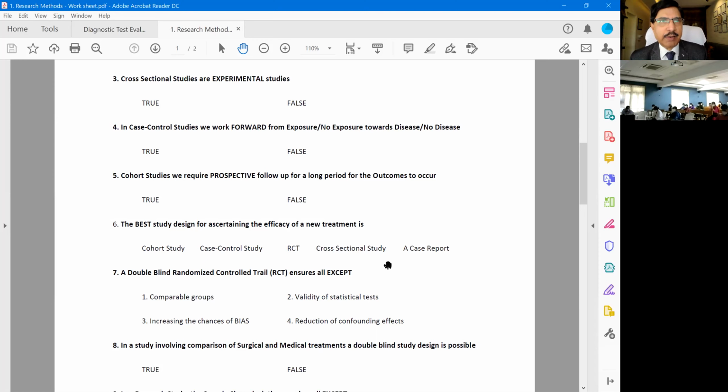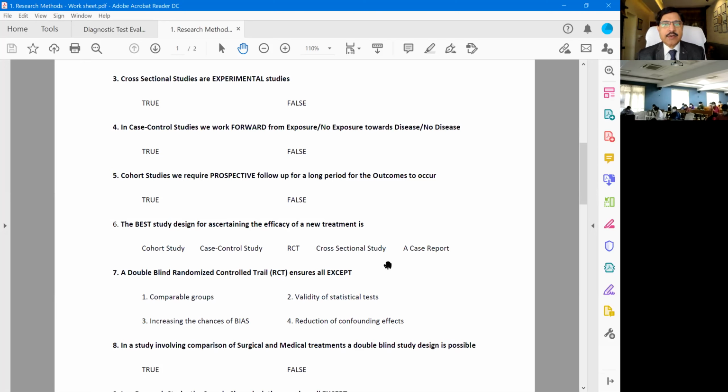It takes a long time to do that. So that's what the question is asking. Prospective studies, a longer period of follow-up for the outcome to occur. Yes, it requires longer period of follow-up, more rigor, more resources, more time and all those things.